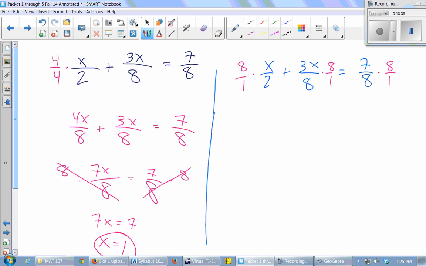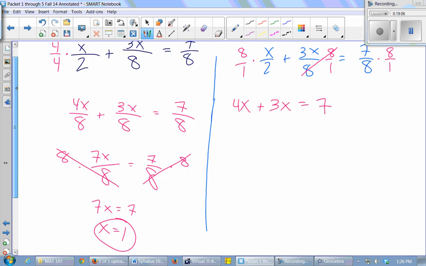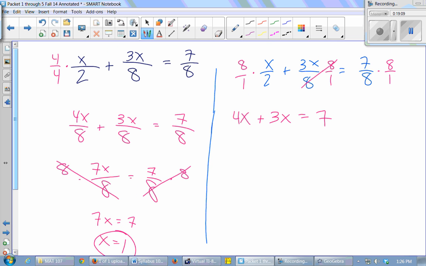So when I multiply x over 2 by 8 over 1, what happens? Yeah, 8 over 2 reduces to 4, so I have 4x. And then 3x over 8 times 8 over 1, the 8's completely cancel, and I just have 3x. And 7 over 8 times 8 over 1, the 8's cancel, and I get 7. So by multiplying both sides by the common denominator first instead of last, I save myself a lot of headache in dealing with fractions. So now I just get 7x equals 7, so x equals 1.